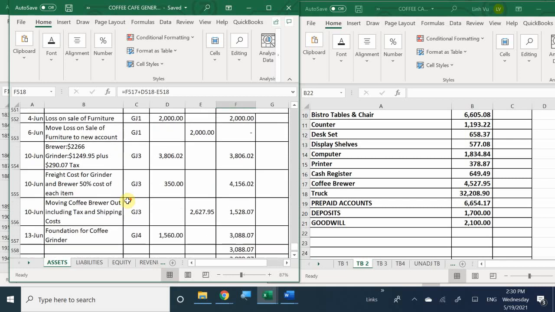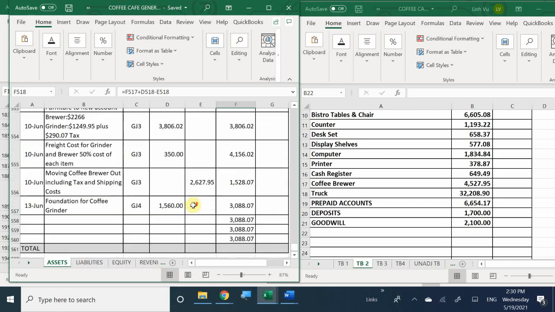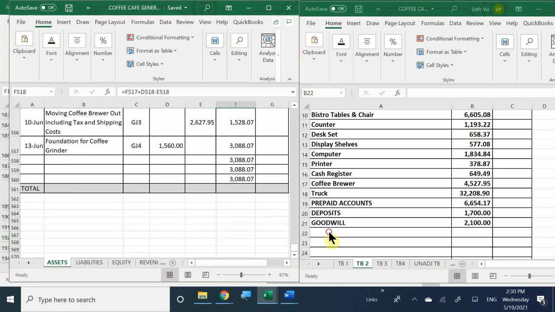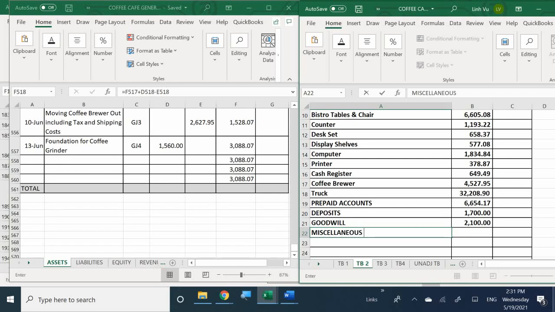And last but not least, do we have miscellaneous expense? 308807. Yes, we do. Miscellaneous suspense for 308807. So that was the list of all of our assets.